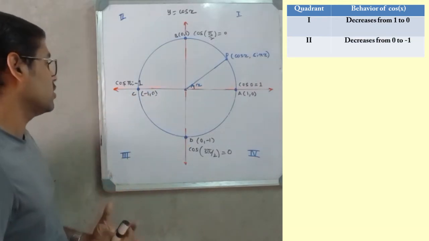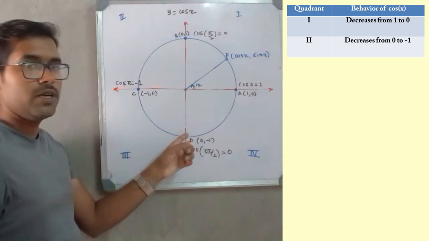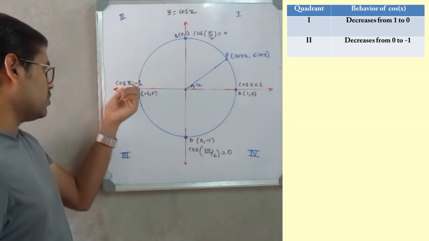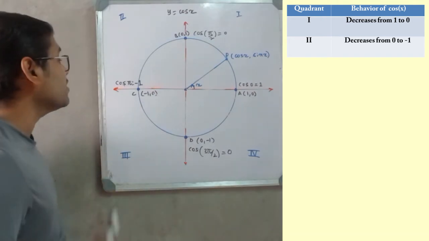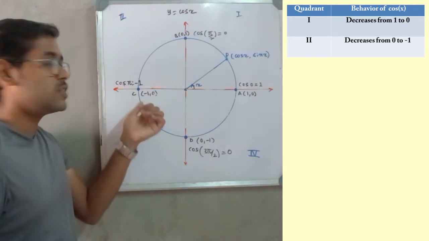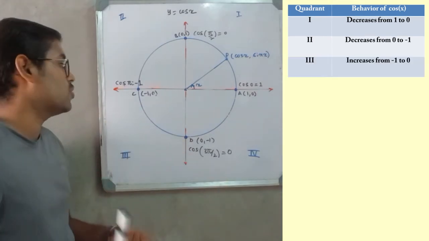What about the third quadrant? In the third quadrant, the value of x varies from pi to 3 pi by 2. So cos pi is minus 1 and cos 3 pi by 2 is 0. So here in the third quadrant, the value of cos x varies from minus 1 to 0, or it increases from minus 1 to 0.